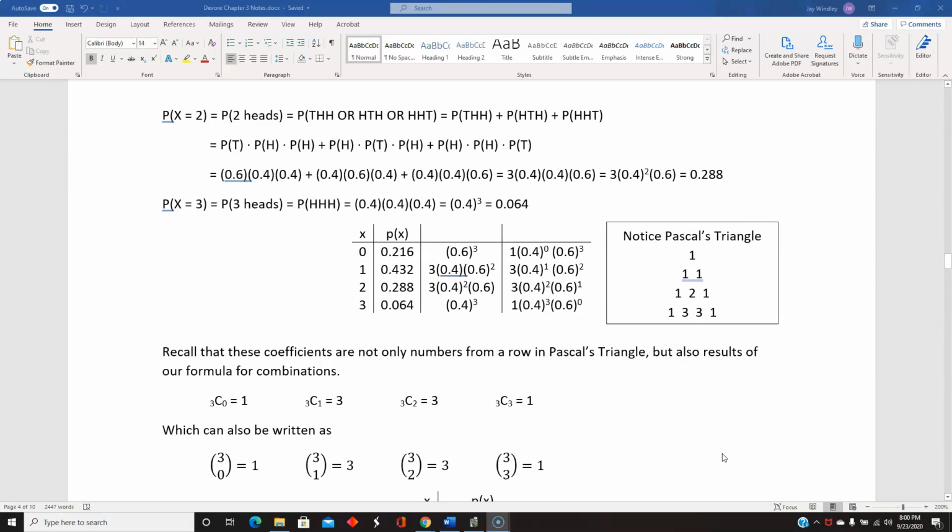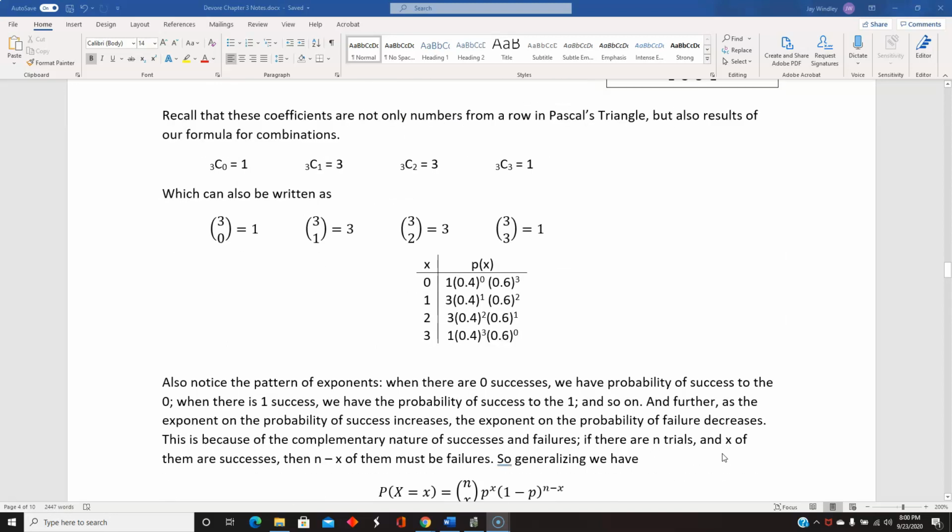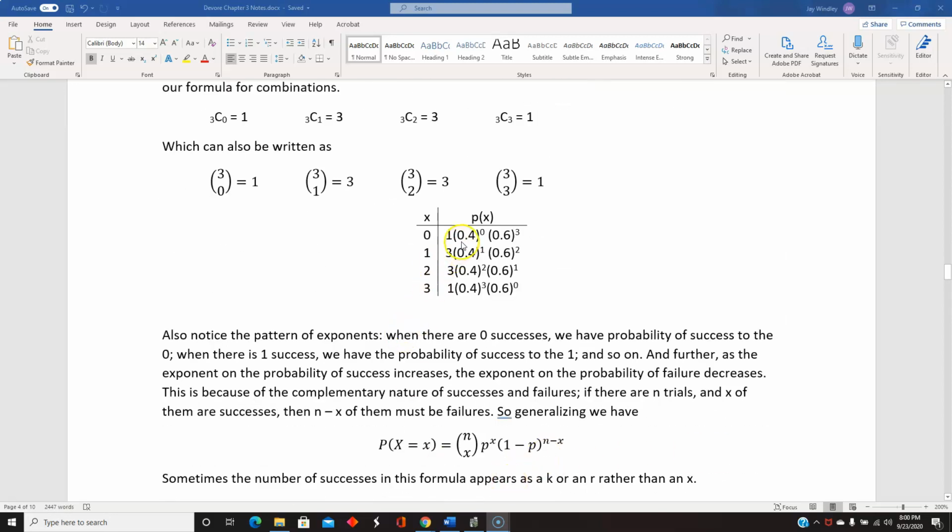So this formula can then be written like this. The first number here is n choose x. So in this case, 3 choose 0, 3 choose 1, 3 choose 2, 3 choose 3. So those coefficients are just coming from our combinations formula. Then we have the probability of success to the x, 0.4 to the 0, 1, 2, 3. And then we have the probability of failure, which is 1 minus p, to the power n minus x.